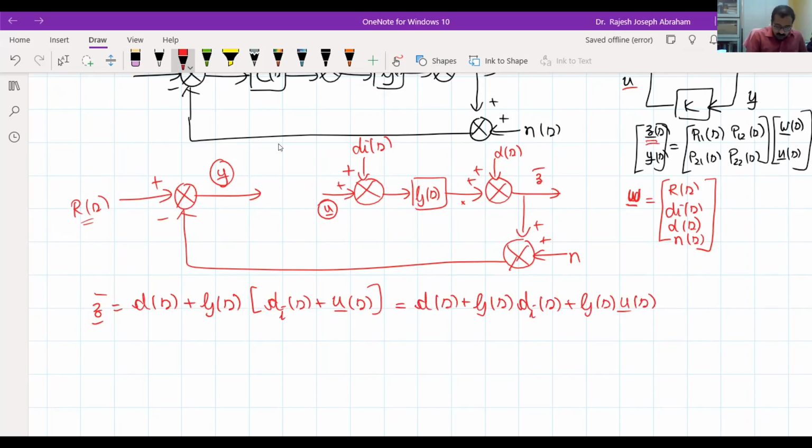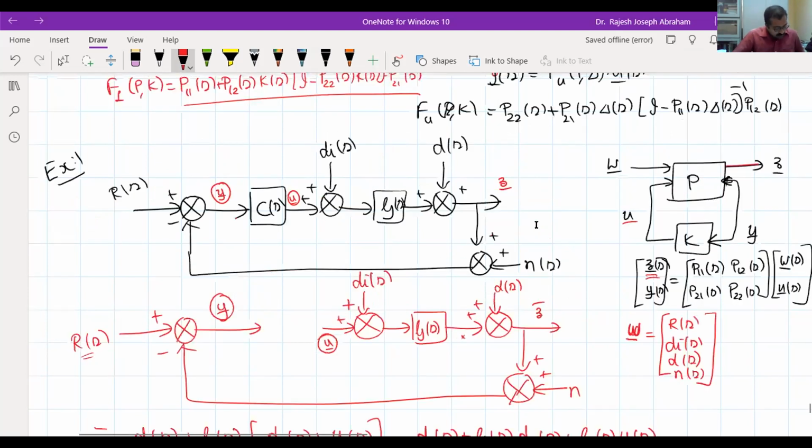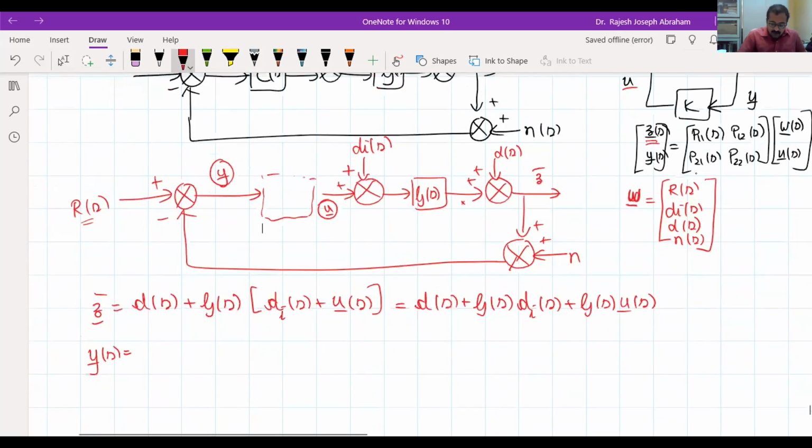Y. Okay. Now what is Y? Y means this signal. Because you see, what is Y bar? Y bar is the signal to the controller K. Okay, so here would have been our controller, and this is the input to the controller K. So what is Y bar? The signal at this point. What signal at this point? R of S minus the signal at this point.